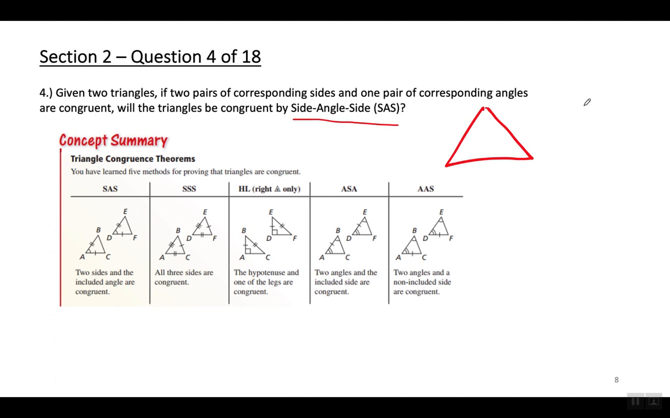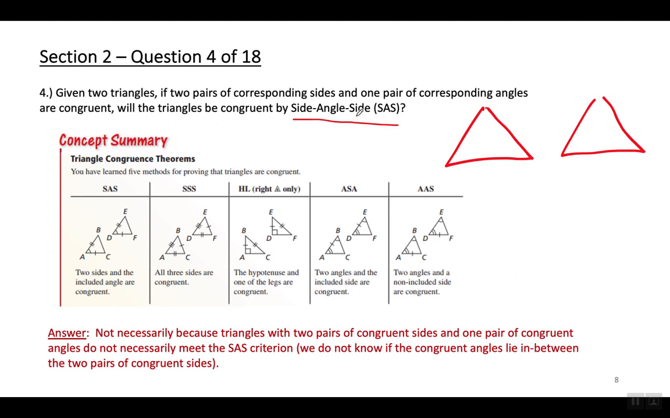All right, so you could visualize it. If you got 2 triangles and 2 of the sides in this one are congruent to the corresponding sides in this triangle, and one of the angles in this one is congruent to the corresponding angle in this one, does that mean that yes, they are congruent by side angle side? What do you think?